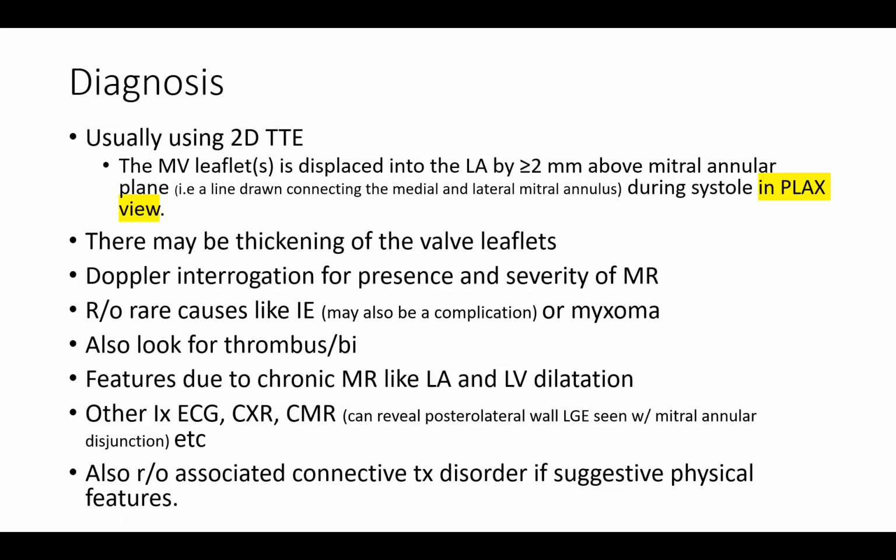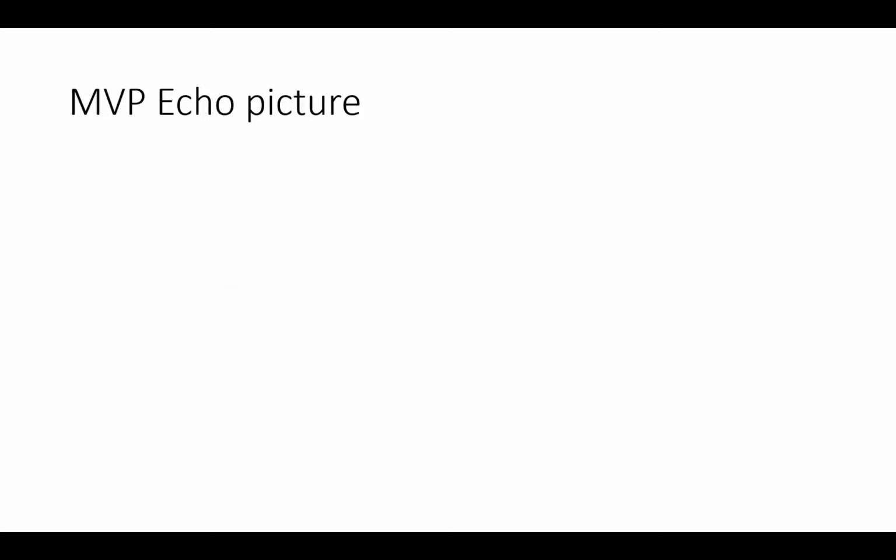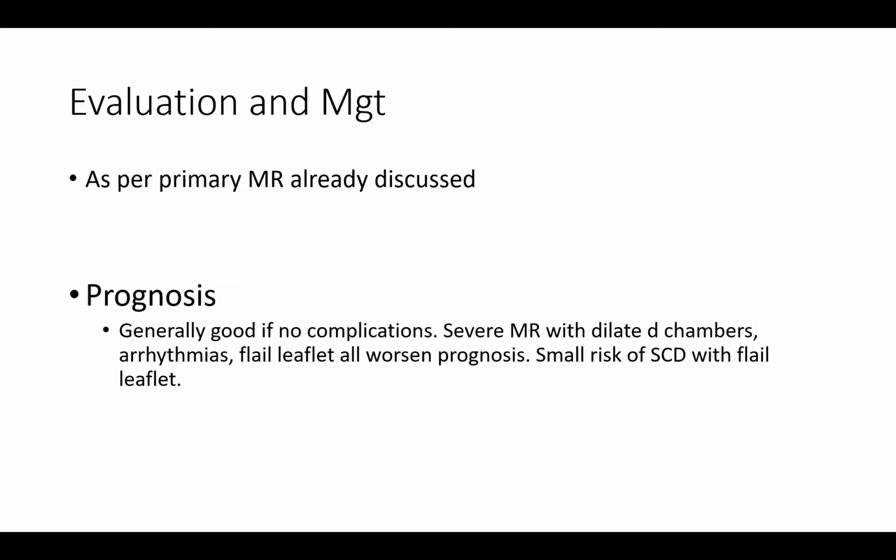In addition, CMR, cardiac MRI, can reveal late gadolinium enhancement and others, so they might have more extensive fibroelastic issues. We should also try to rule out connective tissue disorder. So, okay, I put this picture earlier, so I'll go back to it. We should evaluate them as per primary MR, like we previously did. And the prognosis is generally good if they do not have complications.